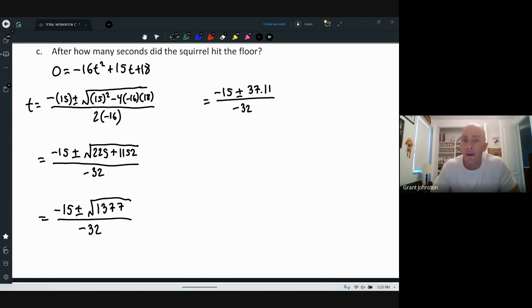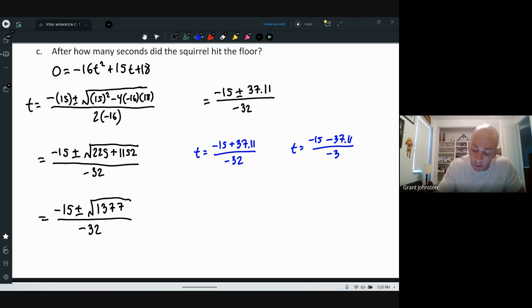Okay, keep it going. Now we can break it up into two separate pieces. We got negative 15 plus 37.11 divided by negative 32, and negative 15 minus 37.11 divided by negative 32. So let's do that. I'm going to bring the t back in here. t equals negative 15 plus 37.11 divided by negative 32, and t equals negative 15 minus 37 and 11 hundredths over negative 32.